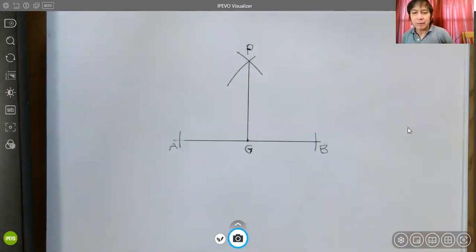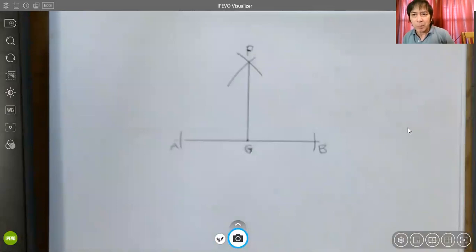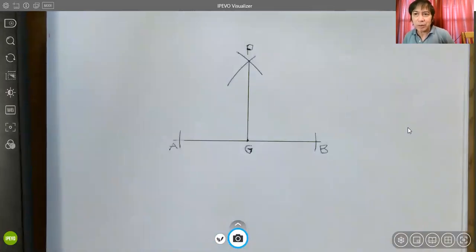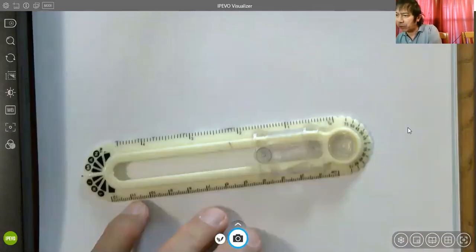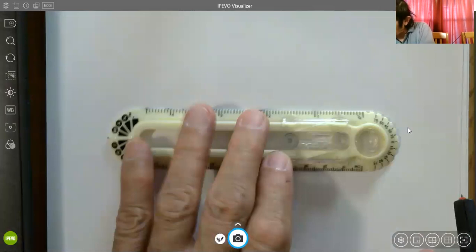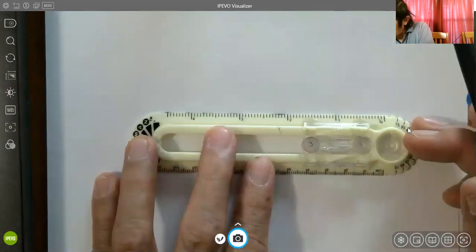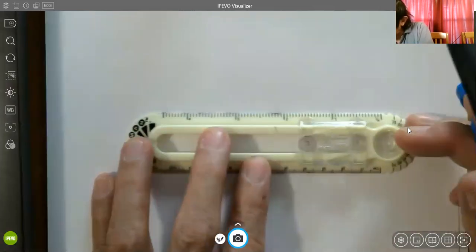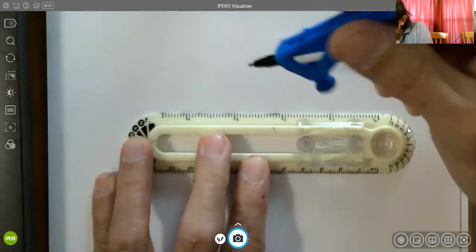Now, let us construct a perpendicular bisector. We will have a line segment and then divide it exactly at the midpoint. So we're just going to use the lower portion of this paper. Let's say we draw exactly 3 inches.